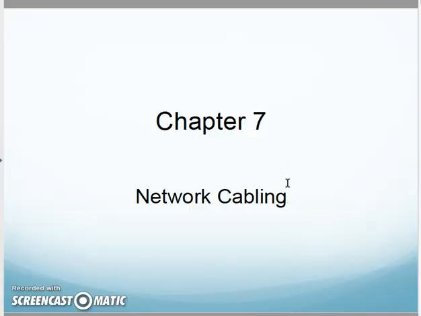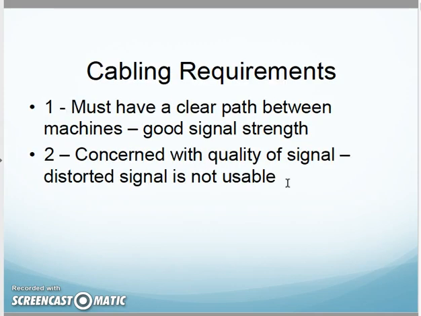Okay, CNT140, we are looking at Chapter 7 on network cabling, so let's dig right in. One of the first things they mention here for cabling is that you must have a clear path between machines that makes for good signal strength. In other words, basically a good cable run between your machine and the switch in the closet.